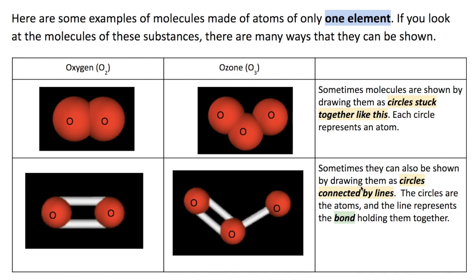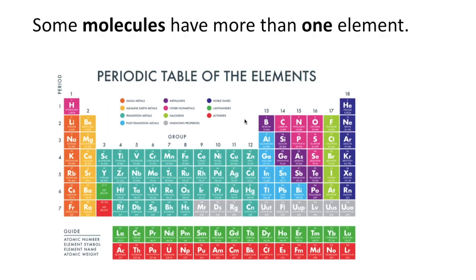Sometimes they can also be shown by drawing them as circles connected by lines. The circles are the atoms, and the line represents the bond holding them together. So these are 2 ways to show oxygen molecules, and these are 2 ways to show ozone molecules. For example, a water molecule has 2 hydrogen atoms and 1 oxygen atom.